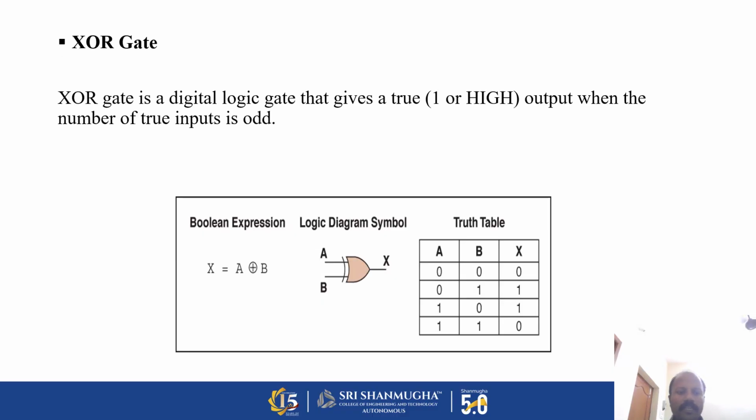Next is the XOR gate. The XOR gate is a digital logic gate that gives a true output when the number of true inputs is odd. So it is given as X equals A XOR B. That is, for identical inputs, the output will be low, and for the remaining cases, the output will be high.